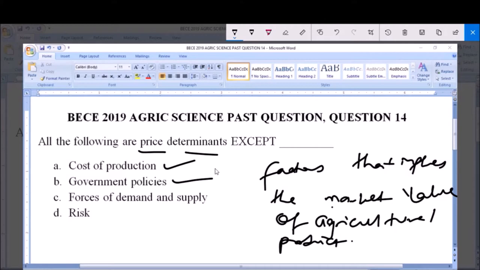How? There are some policies made by the government on some agricultural products. Now, if these policies are favorable to the agricultural product, what will happen? The cost of this agricultural product will be reduced. But if these government policies do not favor this agricultural product in that particular location, there will be a high cost of such products. So government policies actually affect the price of agricultural products. So it's a price determinant.